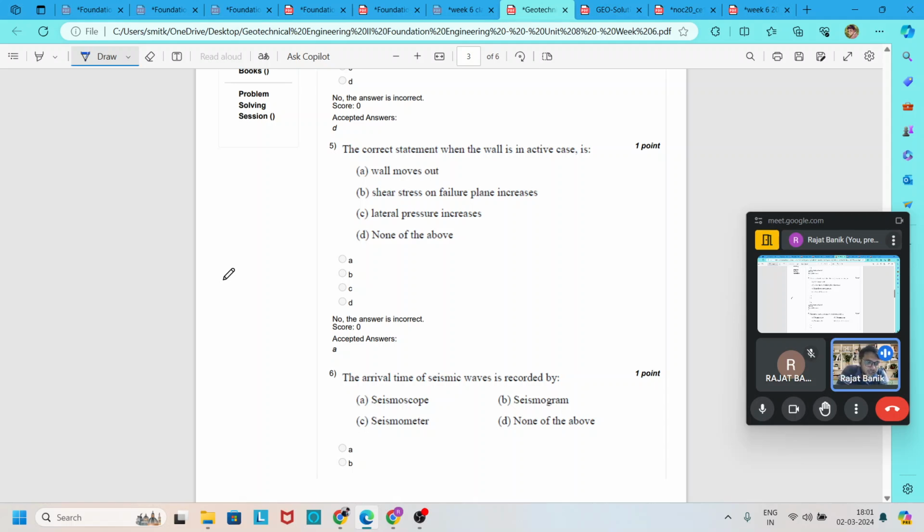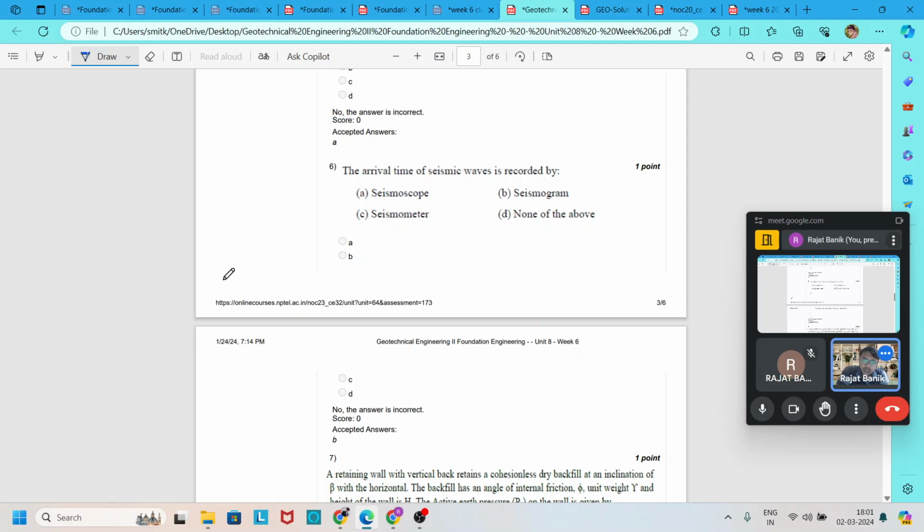Then question number 6 says that the arrival time of a seismic wave is recorded by. We know that the seismic wave is recorded by the seismogram. So our correct option is option B.